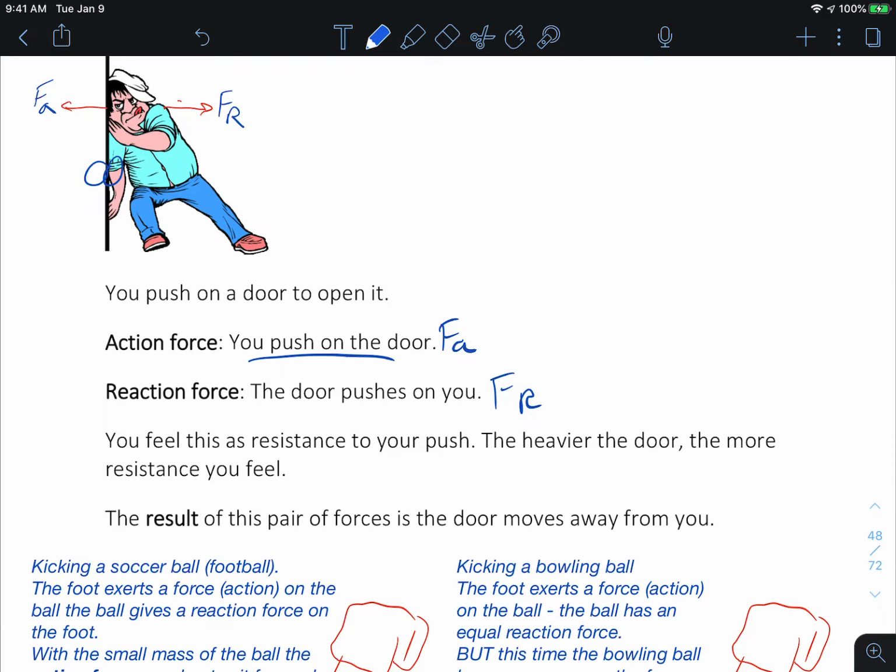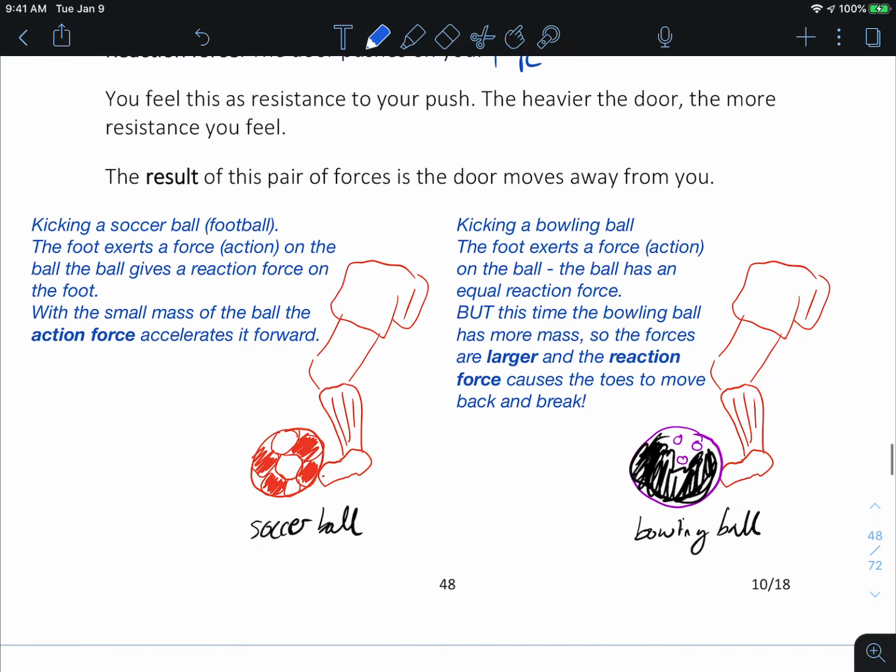So you feel the resistance as you push. The heavier the door, the more resistance you feel. The result of the pair of forces is the door moves away from you. Okay, down here I have two examples that I've kind of drawn out. One of them is a soccer ball and a person kicking the soccer ball, and the other one is a bowling ball and a person kicking the bowling ball.